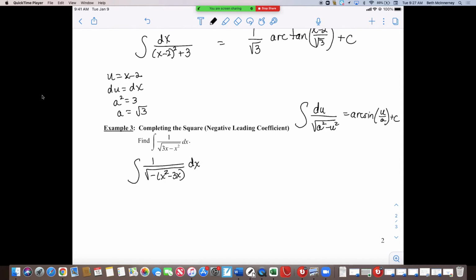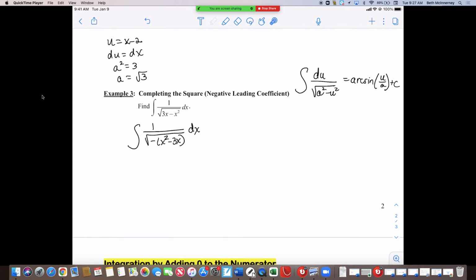Do you understand why I made this negative 3x when it was positive 3x in the line above? Yeah, because the arcsine formula requires the minus u squared to be negative. That's true. And then do you also see that I pulled the negative out? So a negative times a negative, it truly is equivalent. But you're absolutely right, I'm going for this formula. So then watch this.